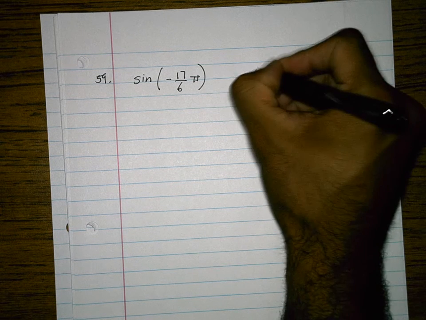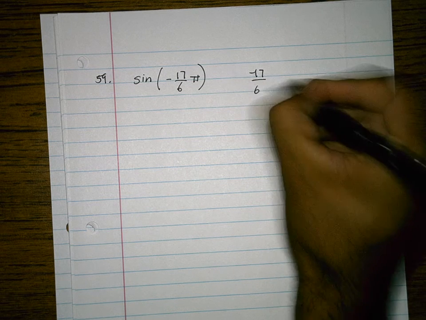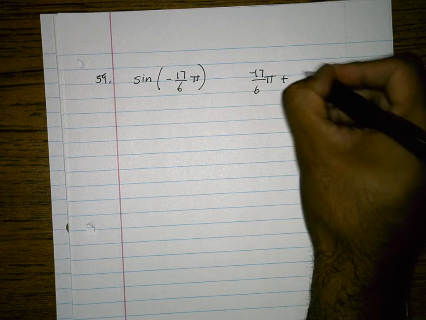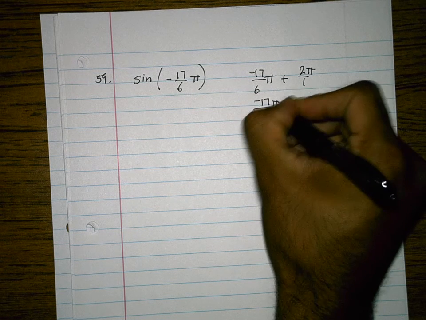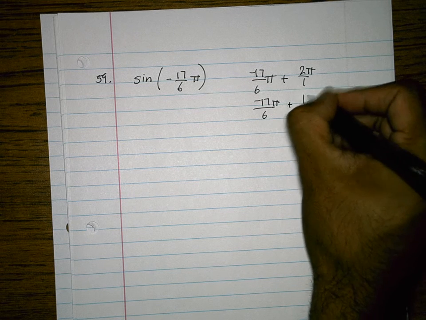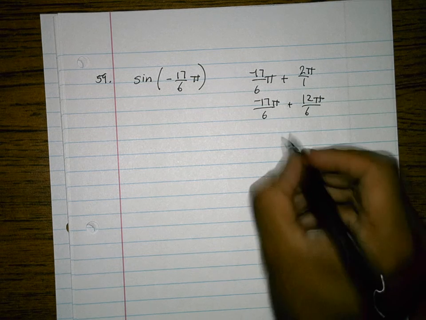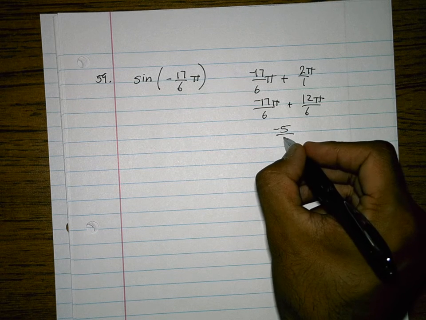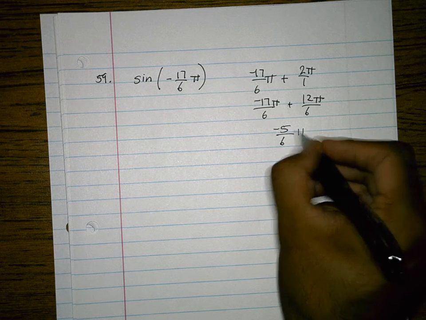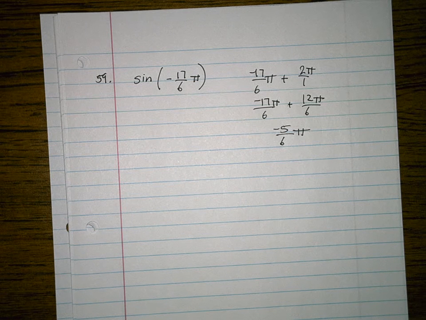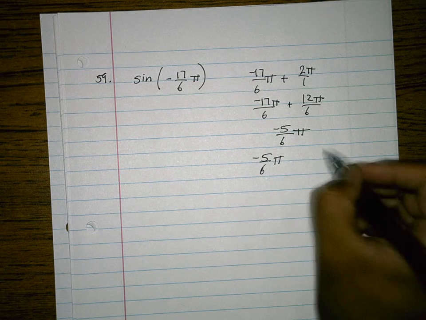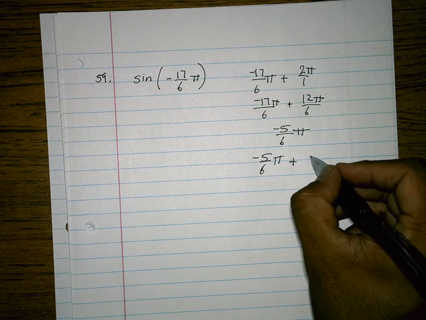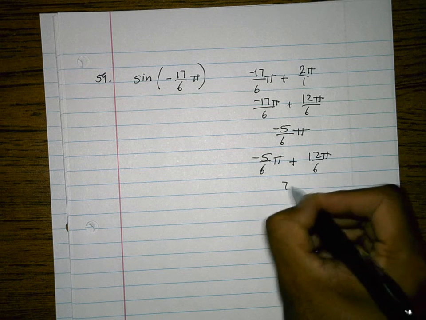So what I'm going to go ahead and do is add a 2 pi, take one revolution off, okay? So that's going to be negative 17 pi over 6 plus, getting a common denominator, 12 pi over 6. So that gives me negative 5 pi over 6, okay? And I could go ahead and use that. I could just run it backwards. That wouldn't be that big a deal. But just to make my life a little easier, I'm going to do one more, so I can get it into the positive one. And so that's 7 pi over 6.